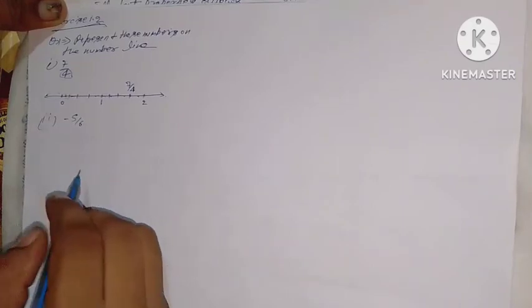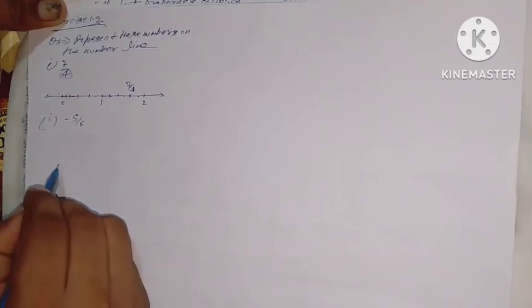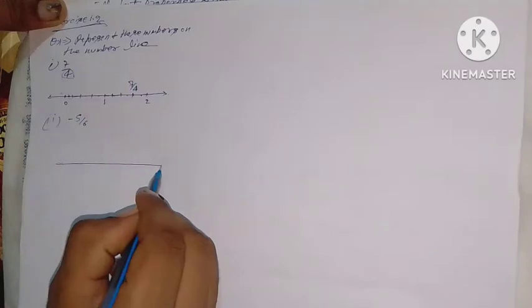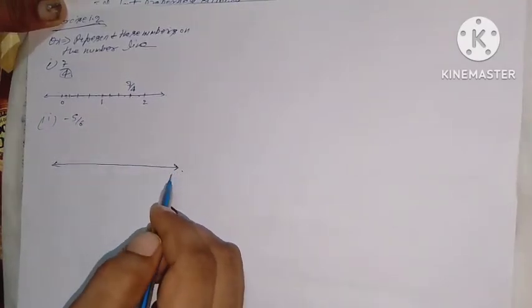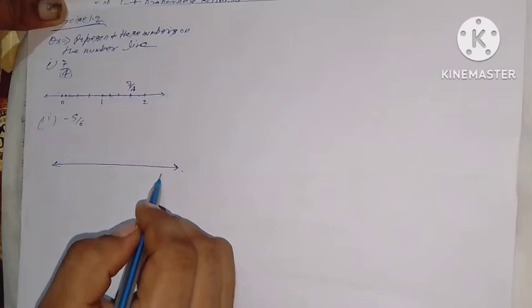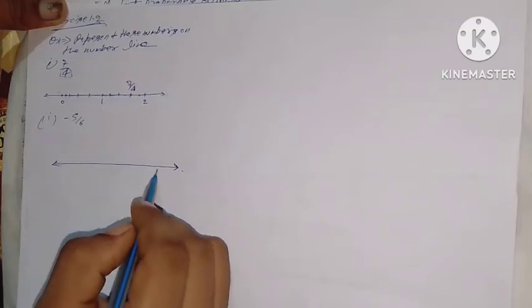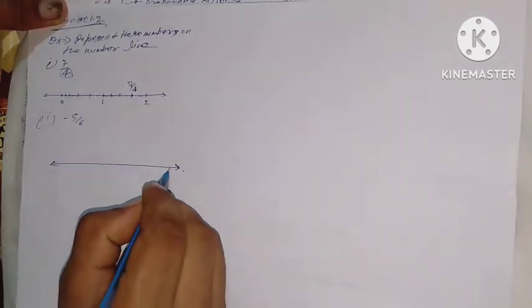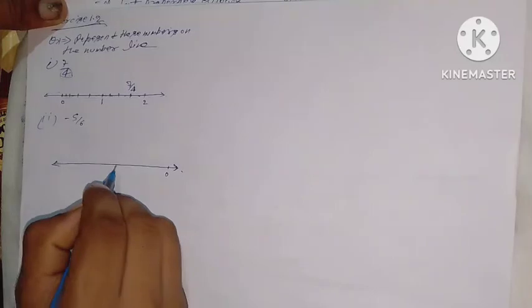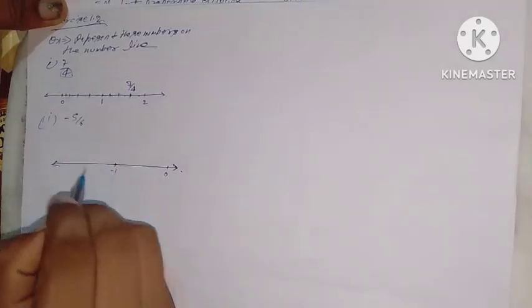Firstly we will draw a number line. This is the number line. Starting from 0, we go in the negative direction, that means to the left side of 0. This is the 0 and this is minus 1.